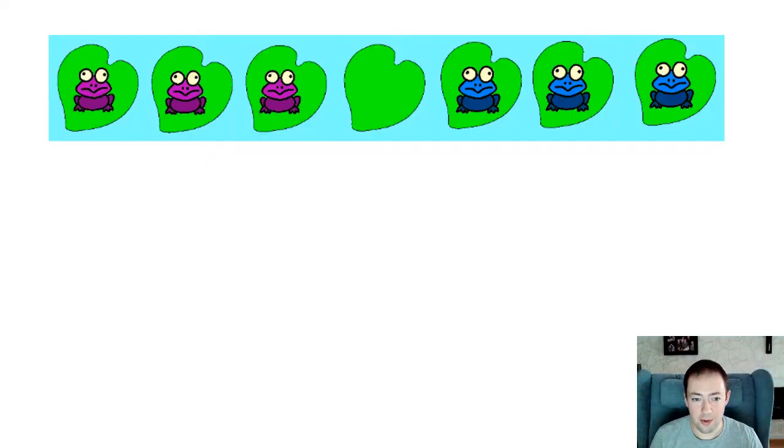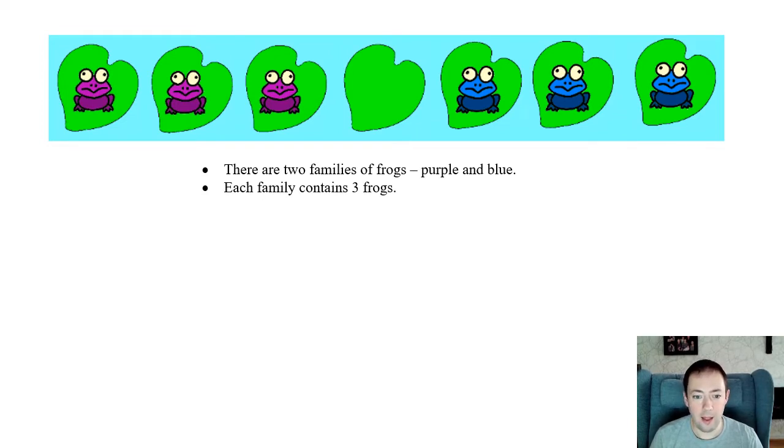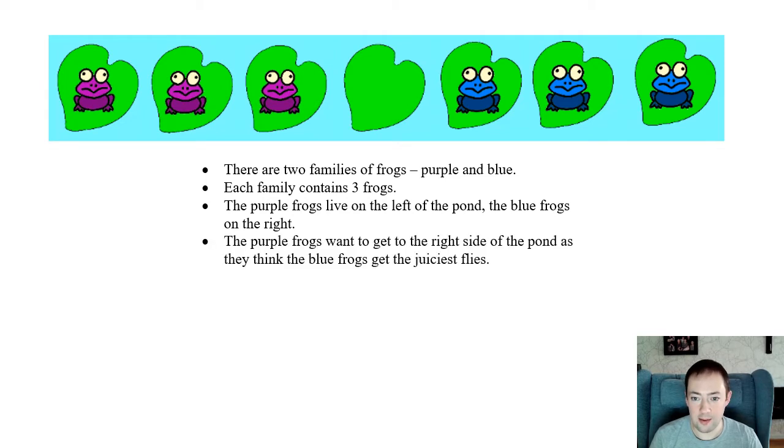There are some frogs. Some are on the left side of a lake, some are on the right side of a lake, and they're all on lily pads. Two families of frogs, purple and blue. Each family contains 3 frogs. The purple frogs live on the left of the pond, the blue frogs live on the right.